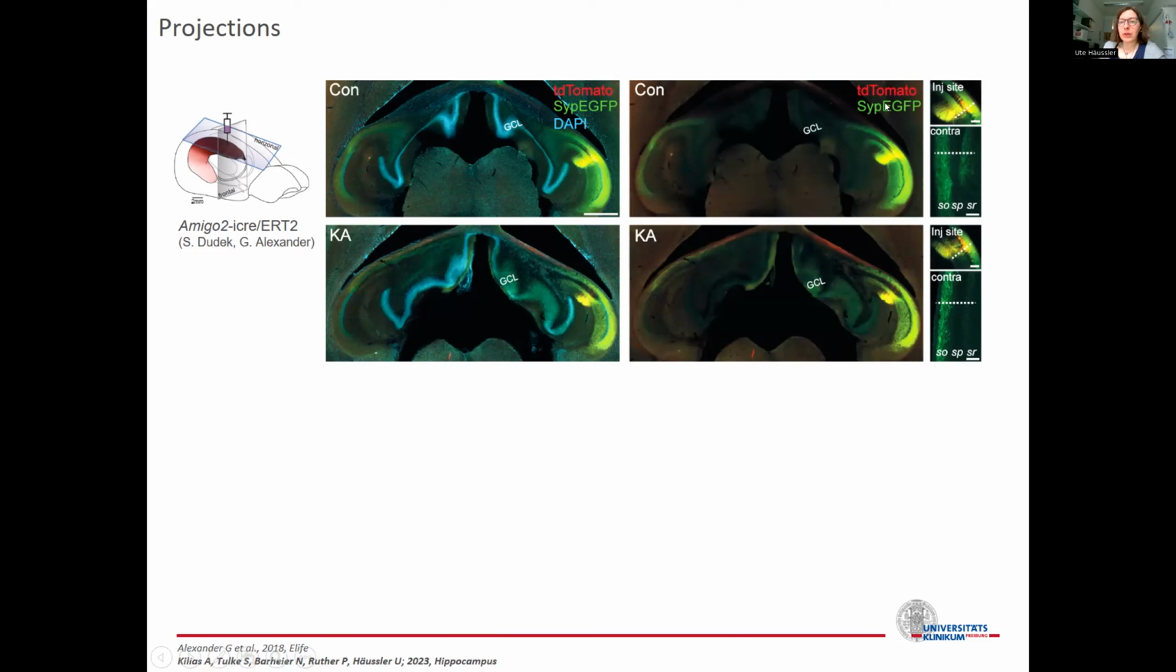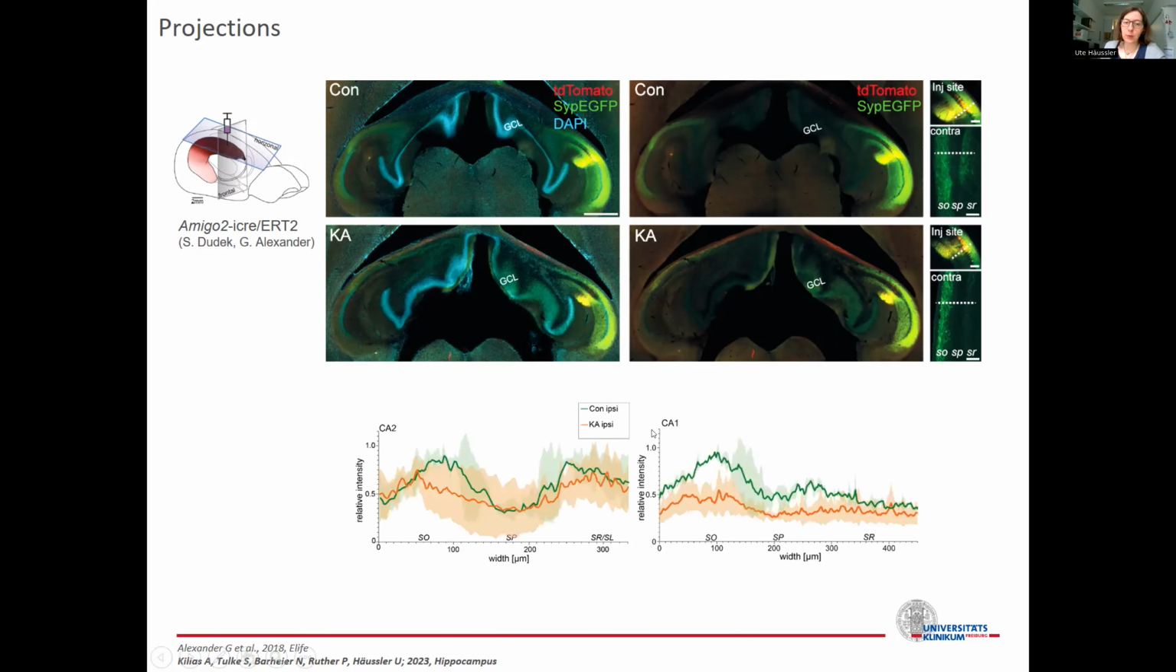And if you now only look at this tdTomato and synaptophysin-bound EGFP staining, you see that the projection to the contralateral hippocampus is weaker, but it is preserved under the epileptic conditions. And to quantify this, we took the intensity profiles from stratum oriens to stratum radiatum in CA2.